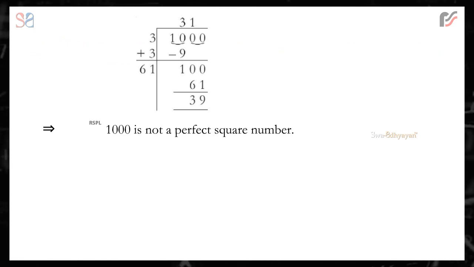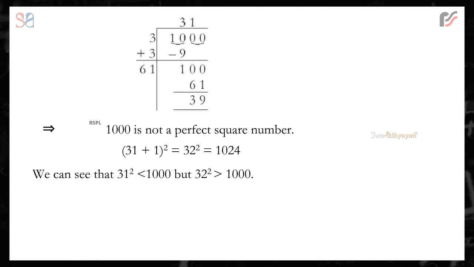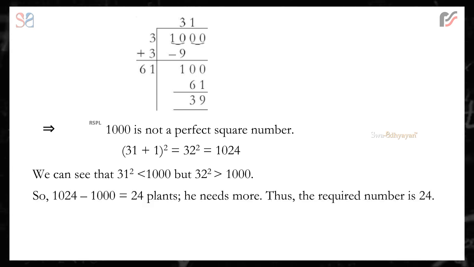This is shown as follows. This implies 1000 is not a perfect square number. 31 plus 1 whole square is equal to 32 square, which is equal to 1024. We can see that 31 square is less than 1000, but 32 square is greater than 1000. So, 1024 minus 1000 is equal to 24 plants. He needs more. Thus, the required number is 24.